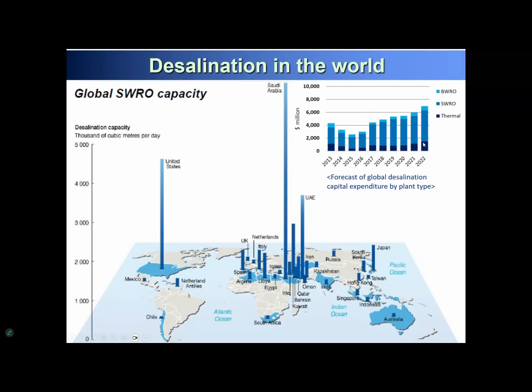So if you see the SWRO, you can see the $6,000 million market. Also it keeps increasing, and BWRO is also continuously increasing. So in the future, we also need more desalinated water due to climate change, growing population, and industry.